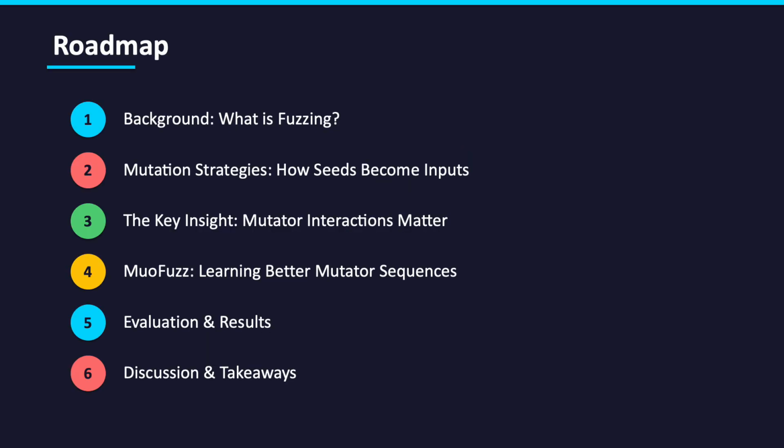So we'll start with the background you need, what fuzzing is, how mutation strategies work. Then we'll get into the key insight of this paper, that there's a measurable interaction effect between mutators. After that, we'll see how the authors exploit this with their tool MoveFuzz, look at the evaluation results, and wrap up with a critical discussion of strengths and weaknesses. I'll be asking you questions along the way, so stay with me.